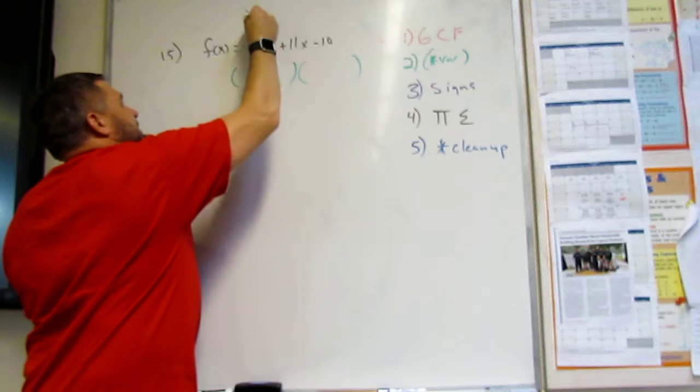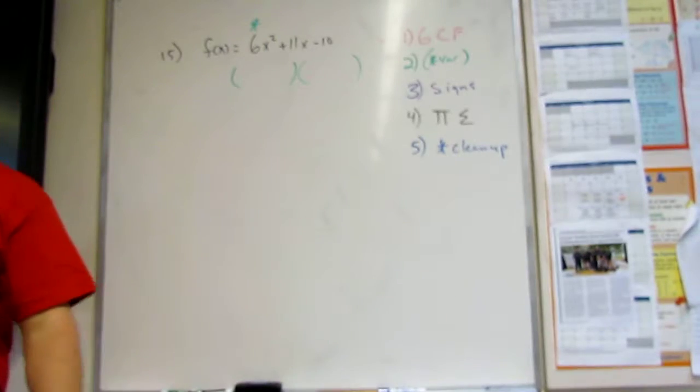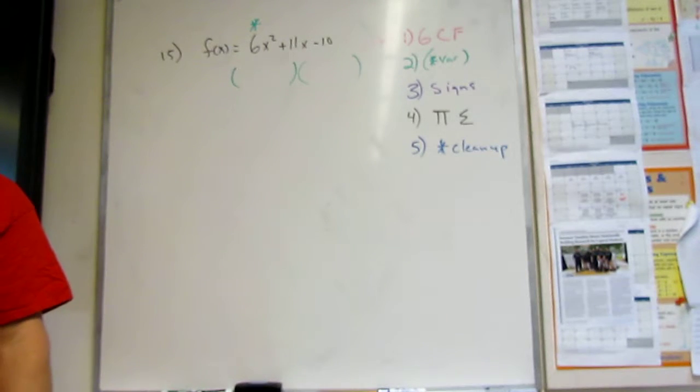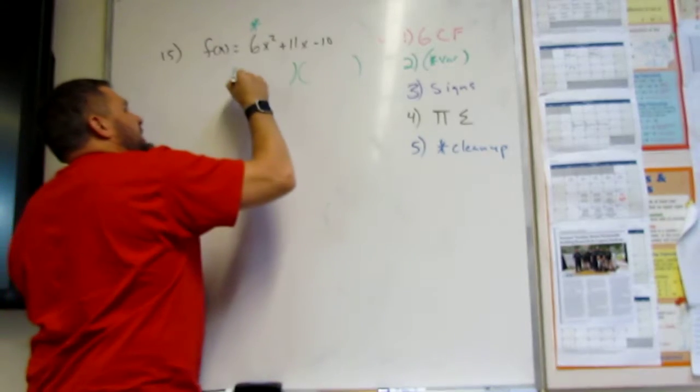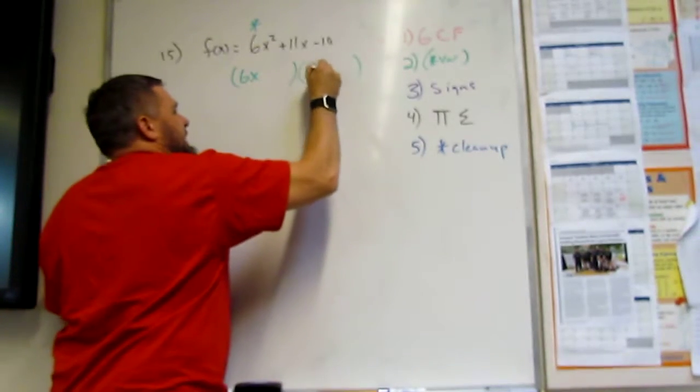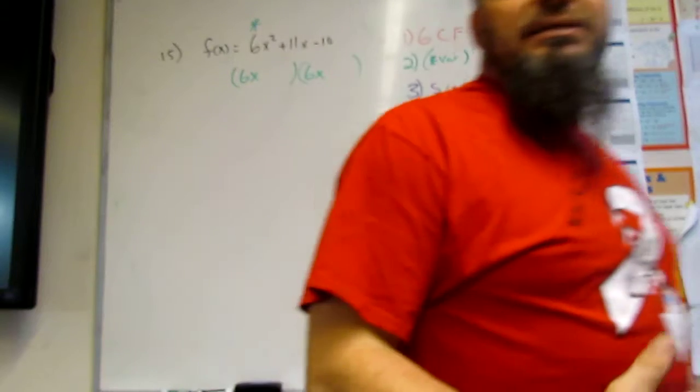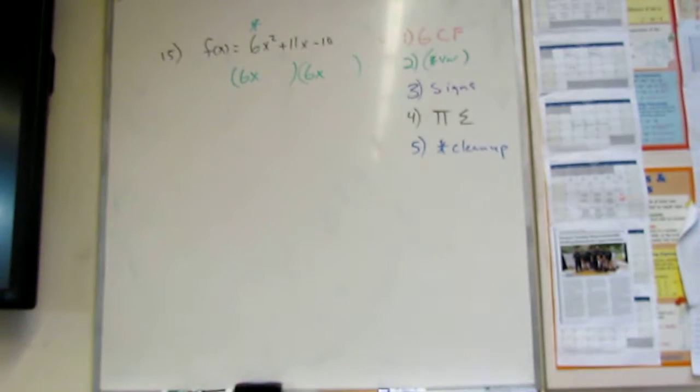parentheses, and the star is the first coefficient, right? The star is the first coefficient. So I'm going to bring that 6x and 6x into both parentheses. That's it. I can't make this any easier. I really can't, if you follow the steps. Okay?